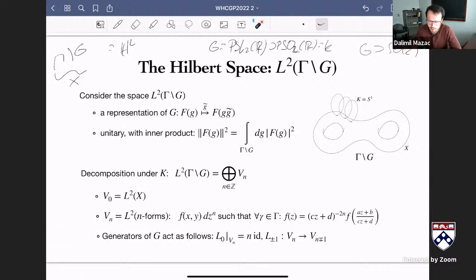The reason I'm putting the circle back in is to get a representation of PSL2R, because now the generators of PSL2R can move you between the different momenta on the circle. Like the raising and lowering operators raise and lower the momentum around the circle.